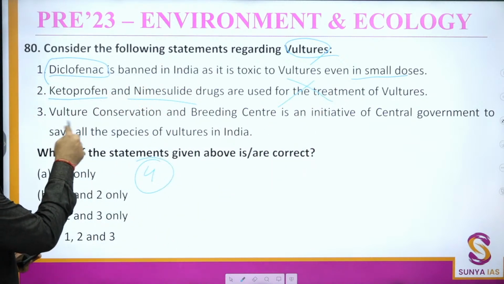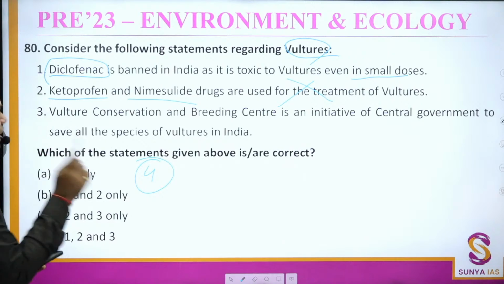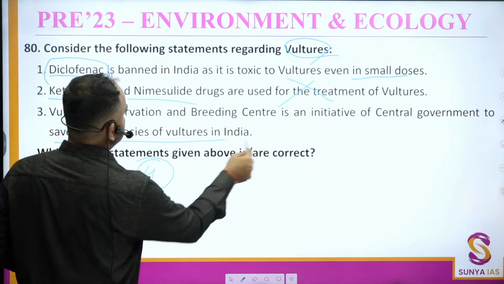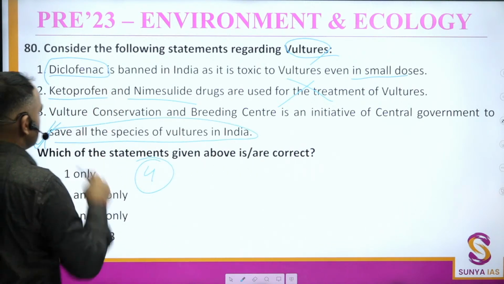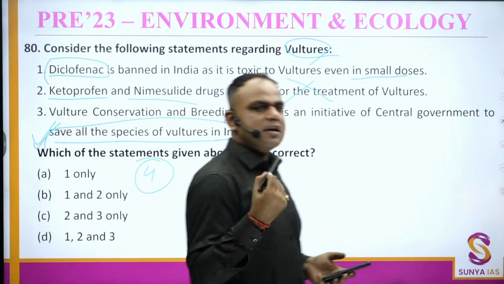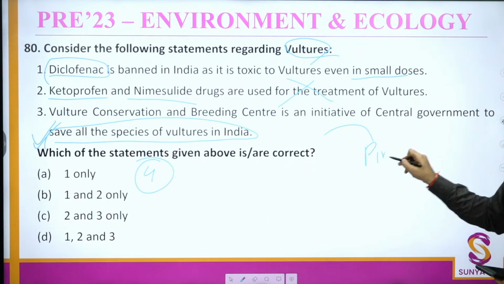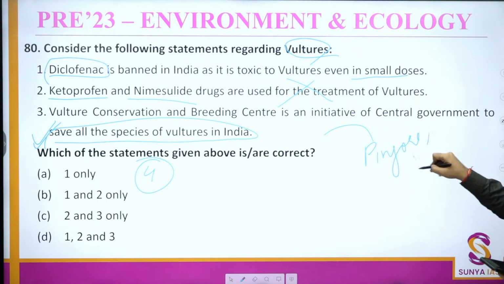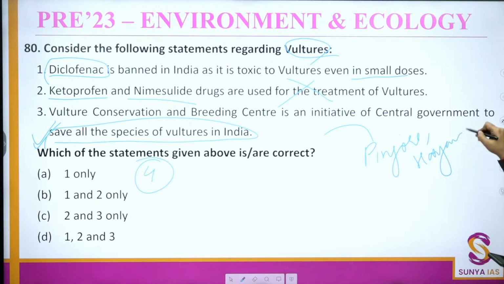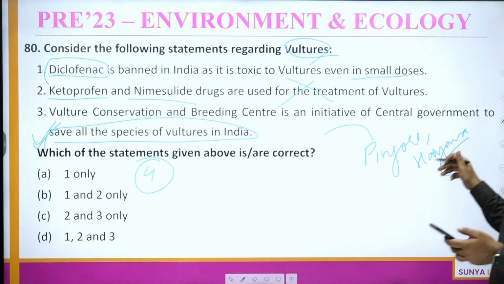Vulture Conservation Breeding Center is an initiative of the central government, yes, to save all the species of vulture in India. This is true. And by the way, this center is coming up in Pinjore in Haryana. So this is where this center is going to be. Yes, Naman, carcass scavenging is what they do. So first of all, is this part Pinjore, Haryana?